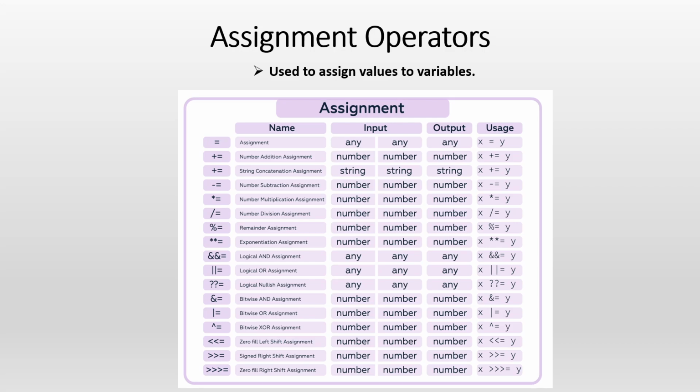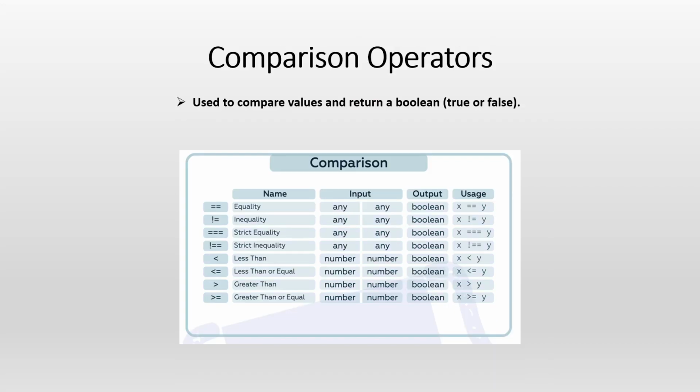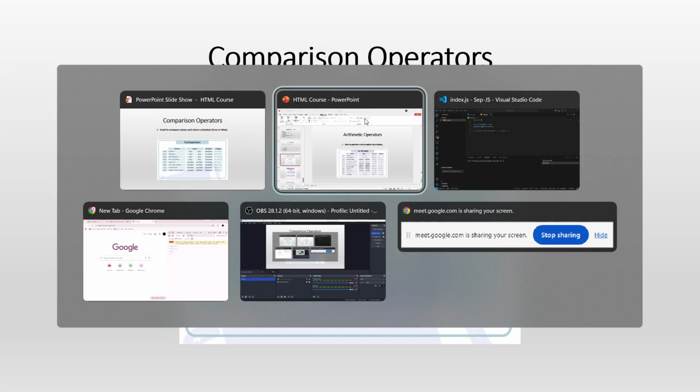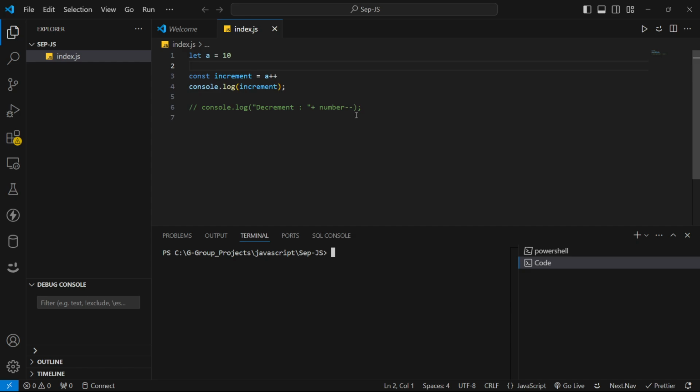Next, coming to the comparison operators. Comparison operators are used for comparing. To compare the values, we will be using these comparison operators. Let us see about these comparison operators. These are very important. So I will be removing this.